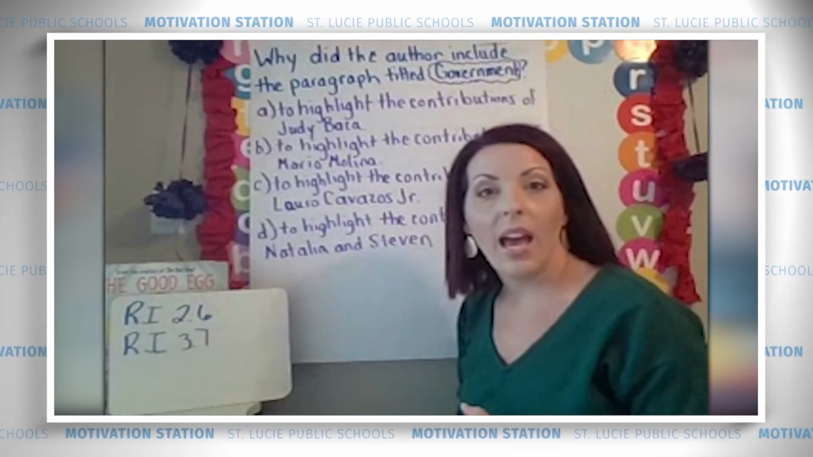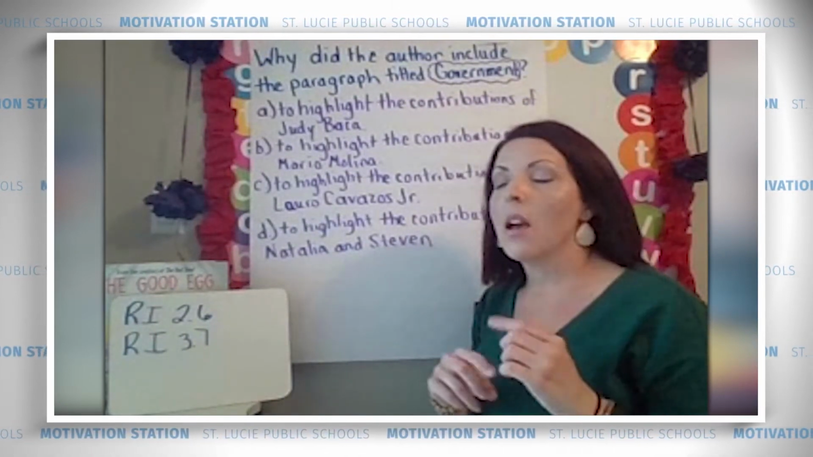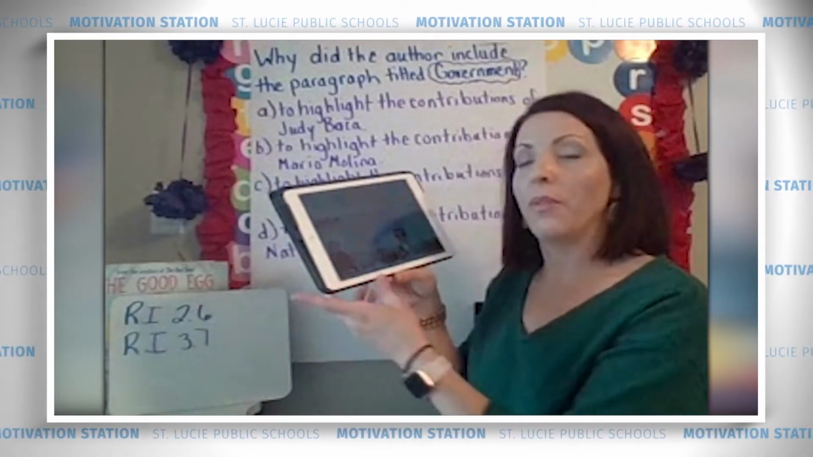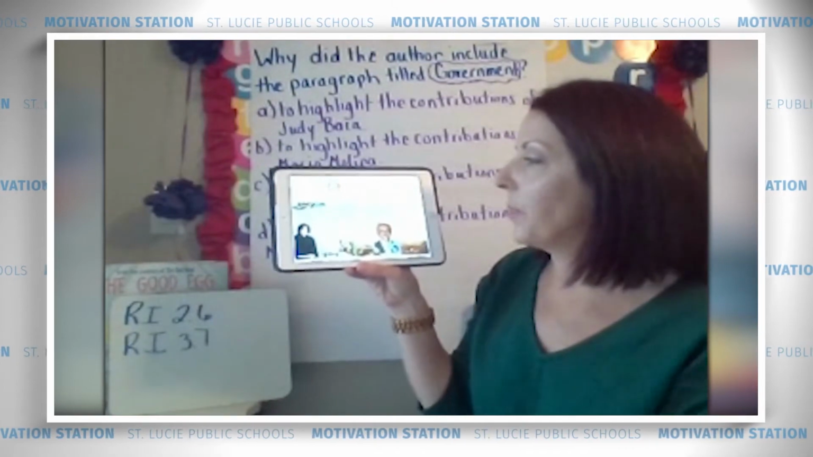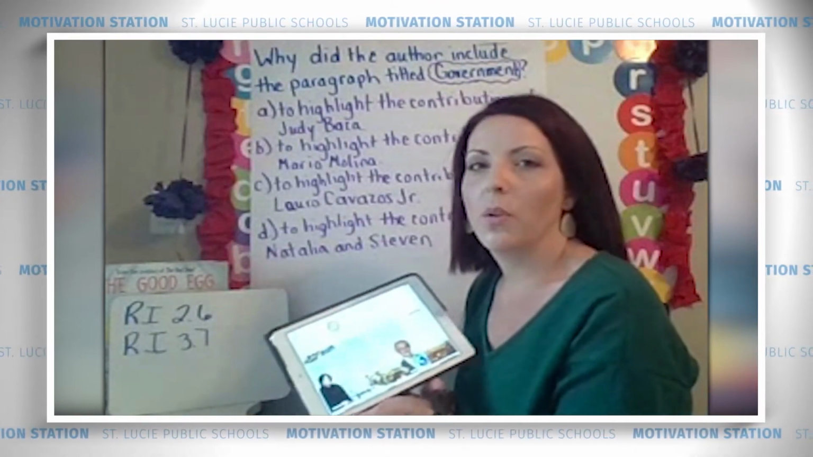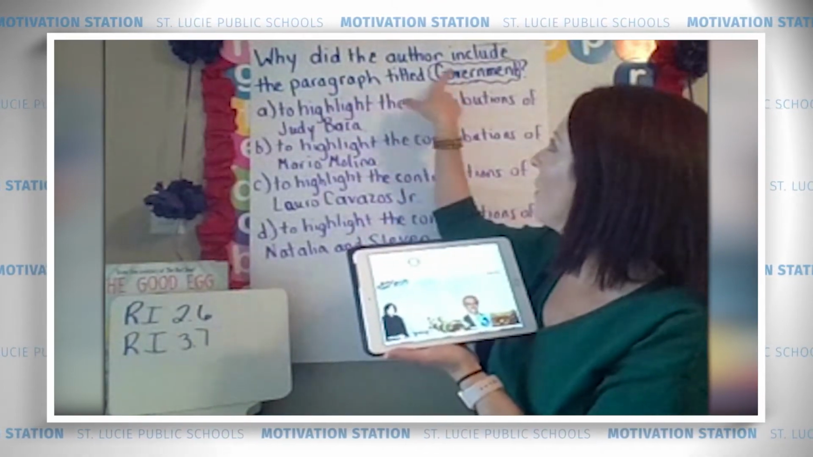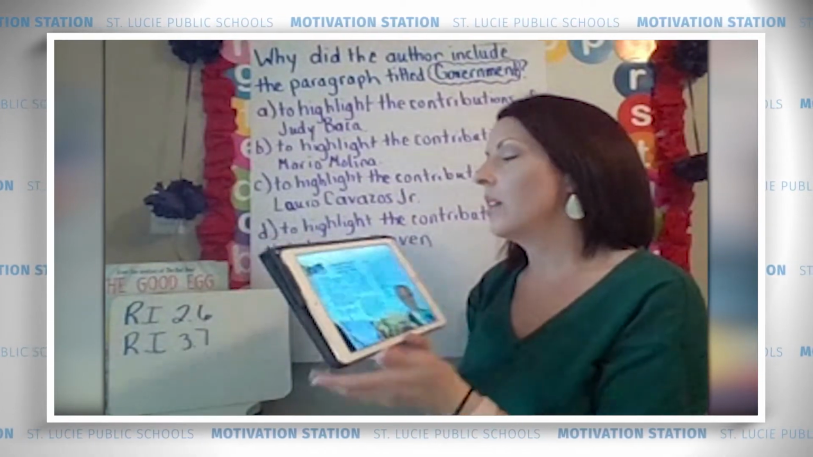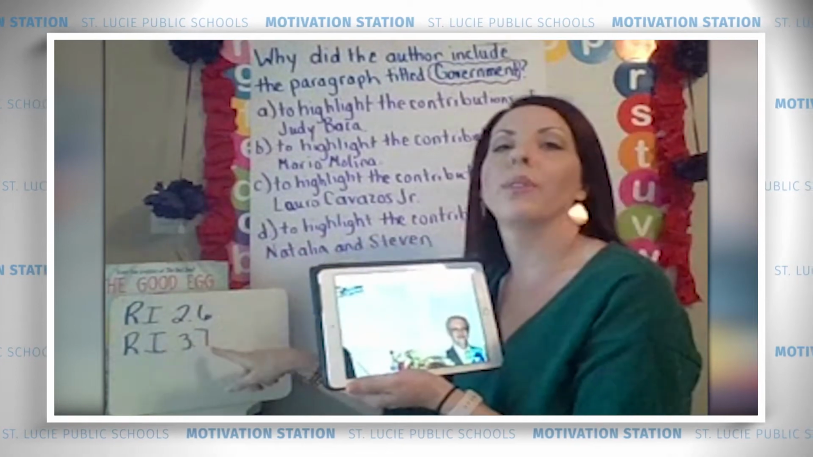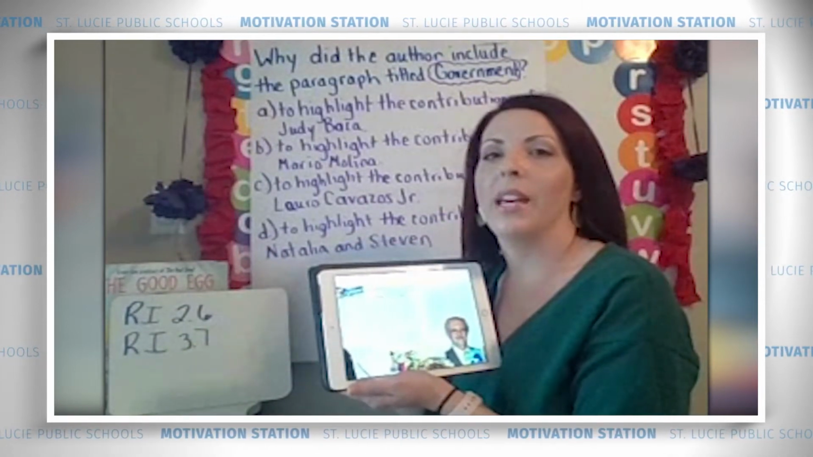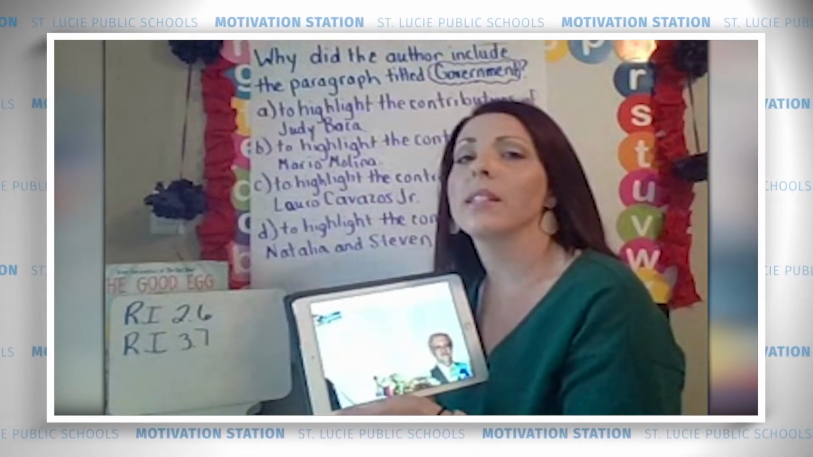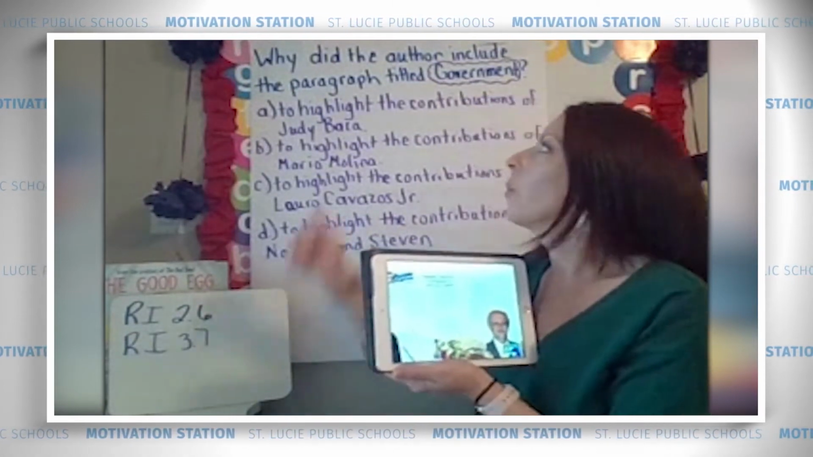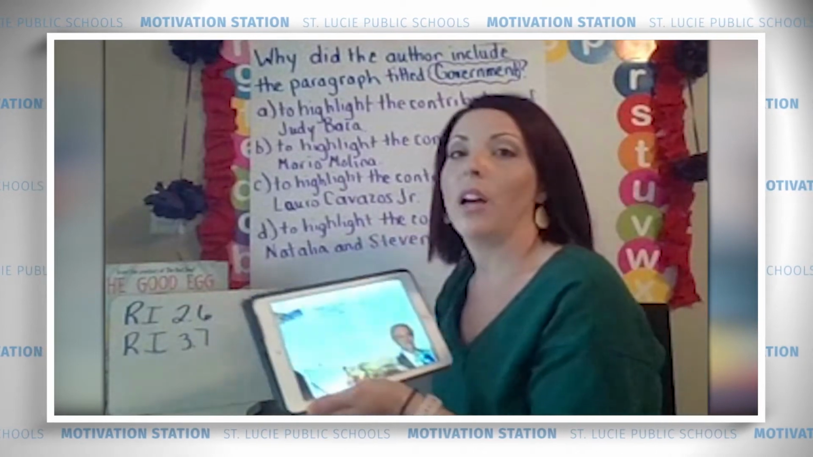Well, I haven't read the text. You may have already read the text, but let's go ahead and go back and see, because part of our RELAX strategy is to go back and reread. So I'm gonna look right here, and I know where I have to go based off the question, boys and girls: the paragraph titled government. I also know that from my standards, this is going to be about RI 26. RI 26 is the perspective of the author. All right, so we want to think about why the author would include the title government.